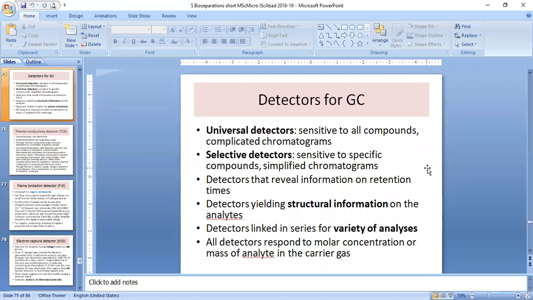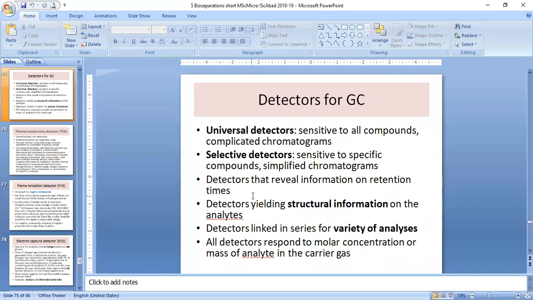And then there are selective detectors, which will detect only a particular compound or maybe a group of compounds which are similar, like sugars, for example. Sugars can be detected, or amino acids. All amino acids can be detected, something like that. So the selective detectors and universal detectors. This is what you have to remember.